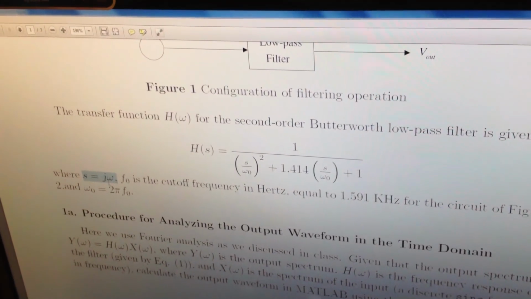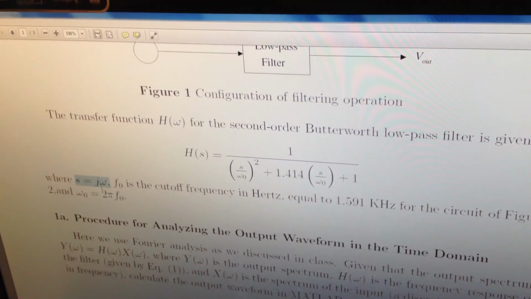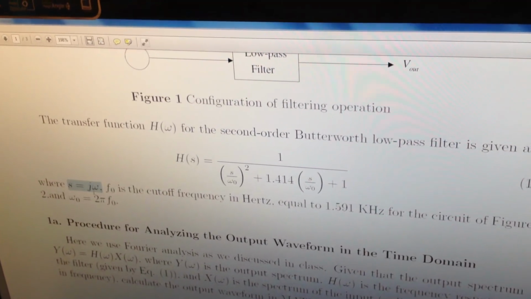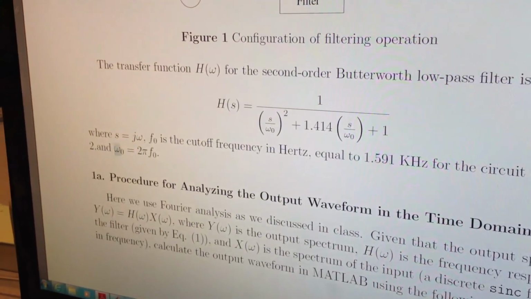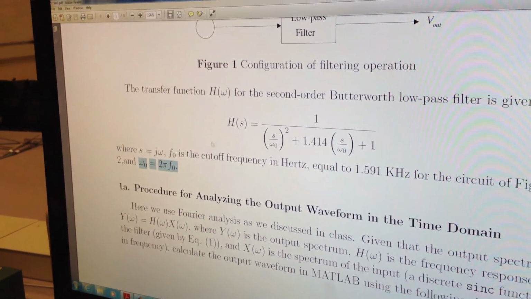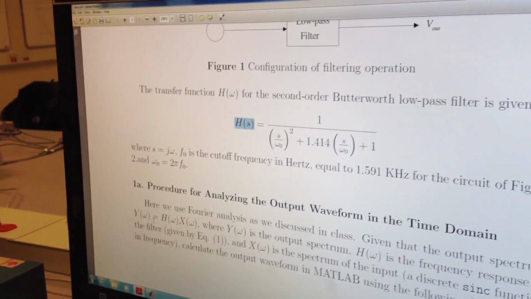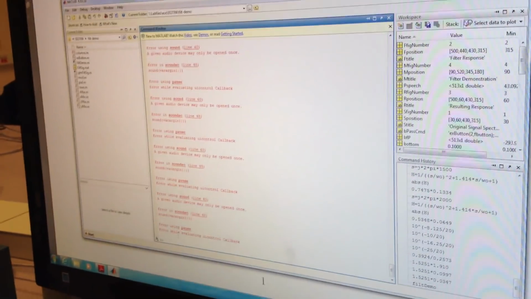Where the frequencies are 500 Hertz, 1K, 1.5K, 2K, 2.5K. F naught is the cutoff frequency, it is given. So omega naught is 2 pi F naught, that's given. Okay, so we could calculate H of S using MATLAB or even using calculators.